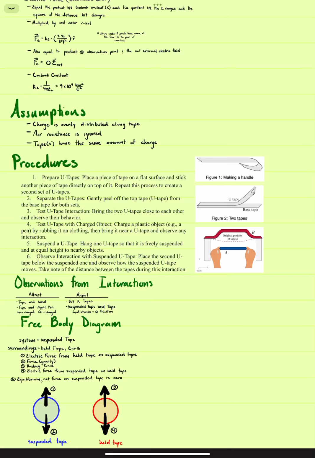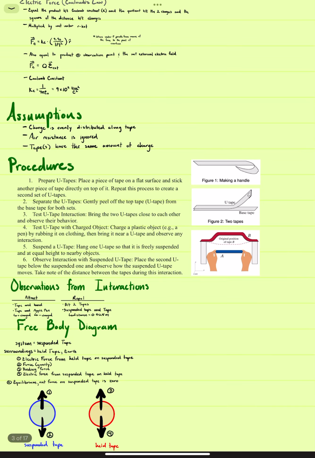Here's a free body diagram of the interaction between the held U tape and the suspended U tape. Since the suspended tape is at rest, it must be in equilibrium. This means that the net force on the tape is 0. The system is the suspended U tape, and the surroundings include the held U tape and the Earth, which exert forces on the system.